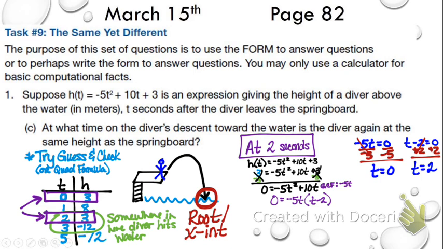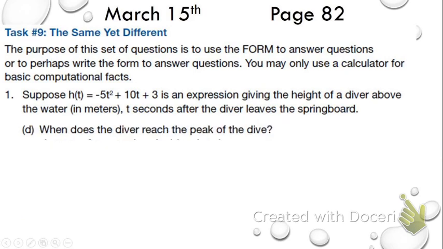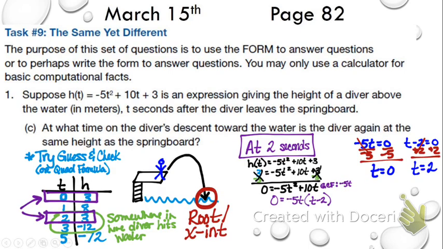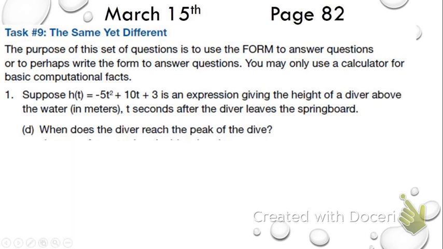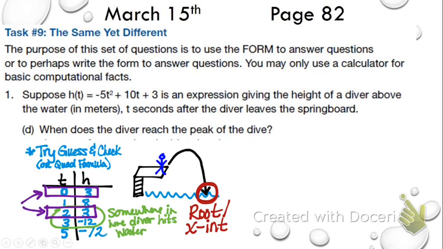All right, last one. I know the bell's getting ready to ring, but this will finish the page out, and it's fast. When does the diver reach the peak of the dive? That'd be my vertex form, but look at what we came up with in our guess and check. We got 8. What do we know about parabolas? What do you know about the 2 sides of a parabola?